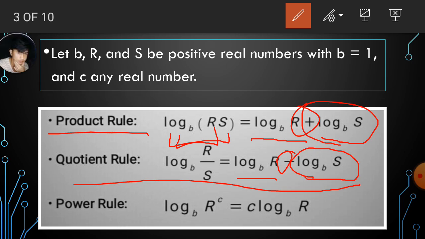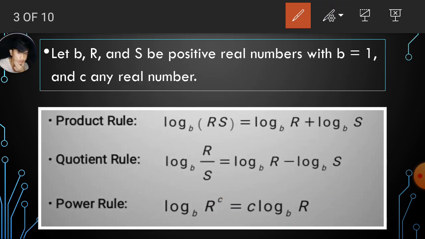So last but not the least, we have the power rule. The power rule is log base b of r raised to c equals c times log base b of r. So all we need to do in the power rule is to put the exponent in front, move that here, so that the answer is c log base b of r. So that is the power rule of logarithm.